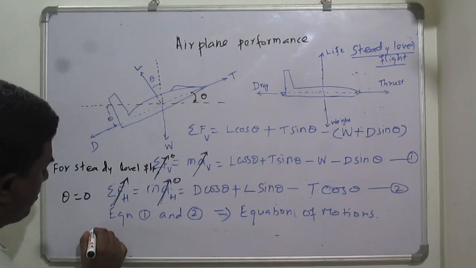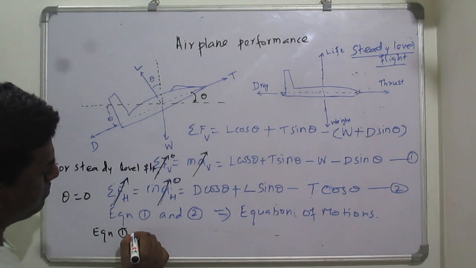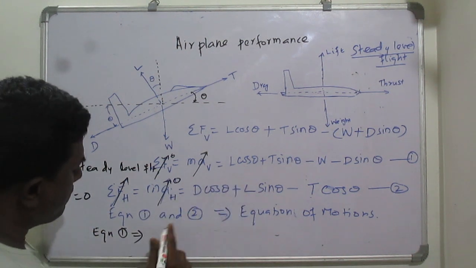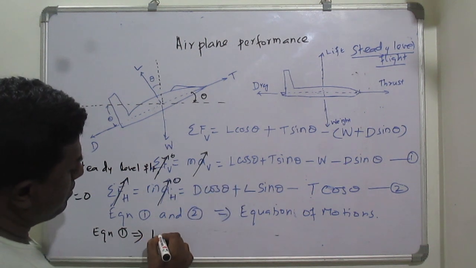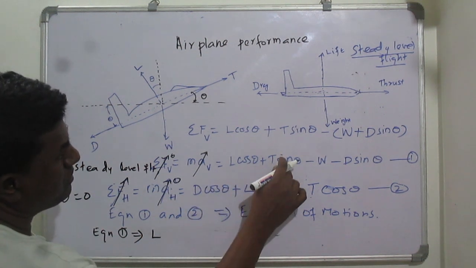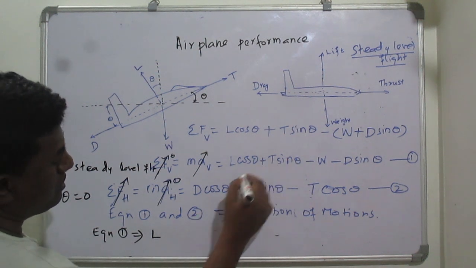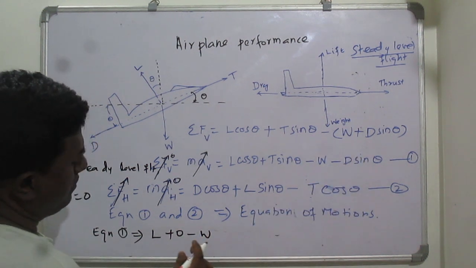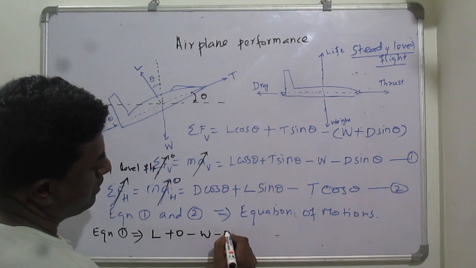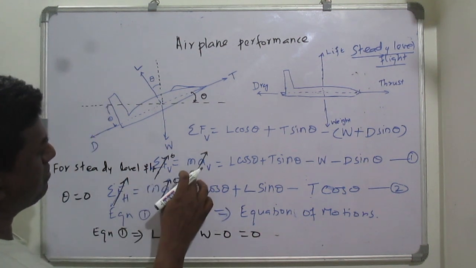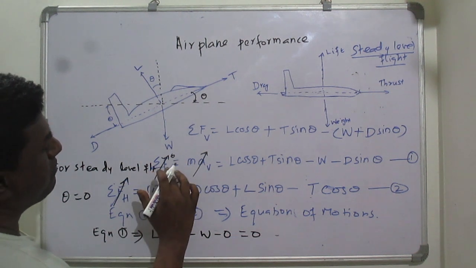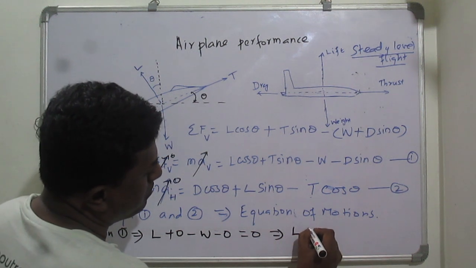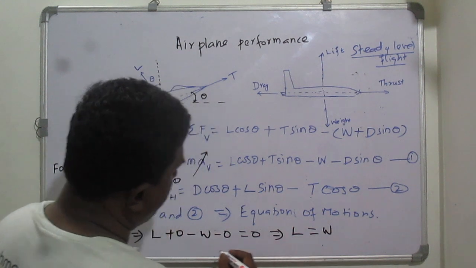So for the steady level flight, when theta equal to 0, equation 1 becomes L, plus T sin 0, this is 0, then minus W, then this is 0, so that is equal to 0, because the summation of forces on the left hand side will be 0. So this gives lift equal to weight. From this we are getting lift equal to weight.